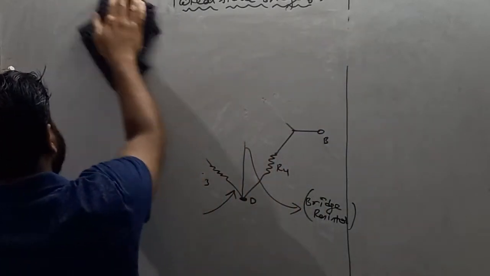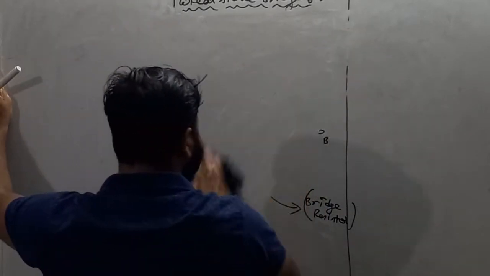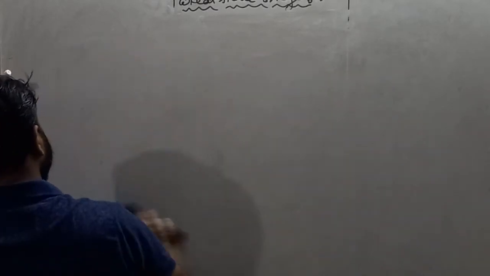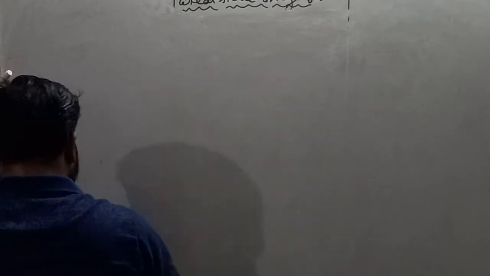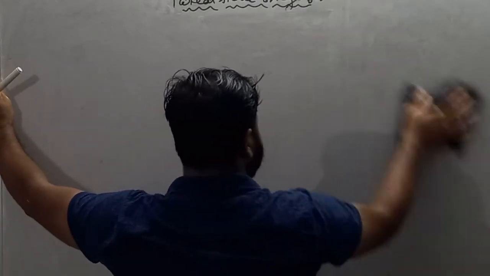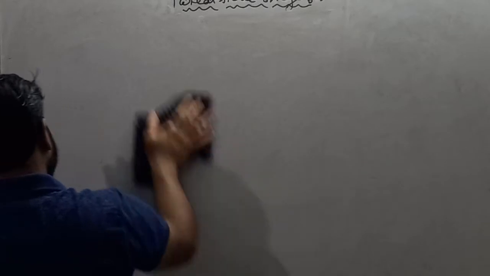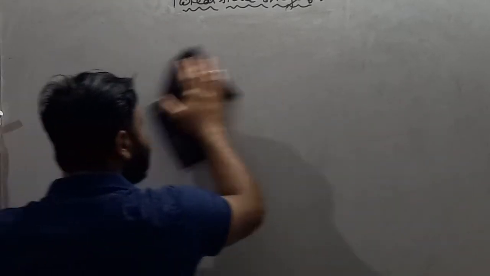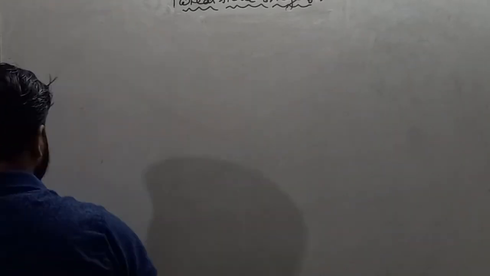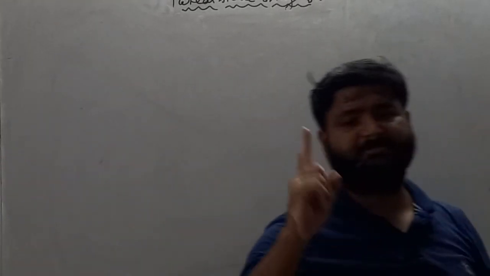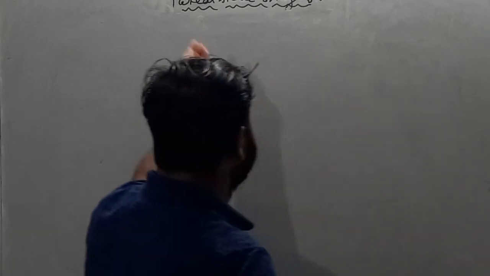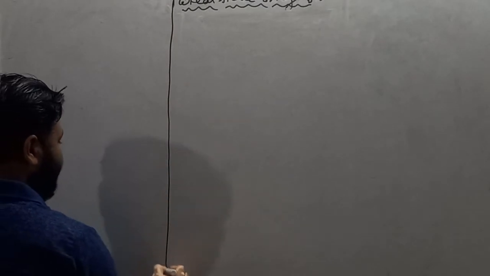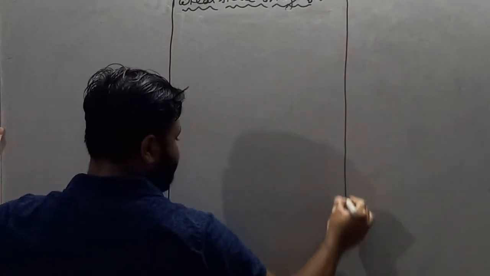So write down, dear student, the topic is the balance condition of the Wheatstone bridge. Write down, balance condition of the Wheatstone bridge. So we'll discuss only one thing in the Wheatstone bridge, that is the balance condition of the Wheatstone bridge. So check it out, dear student, what actually the balance condition is.